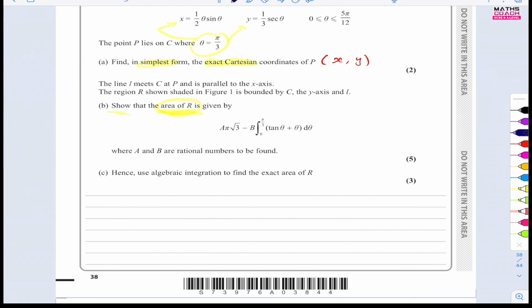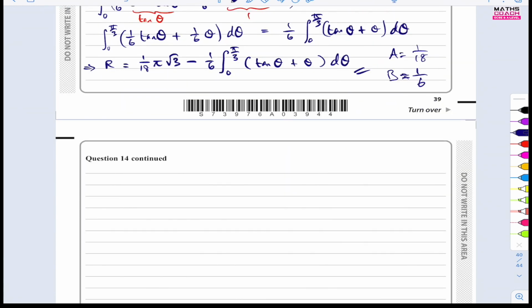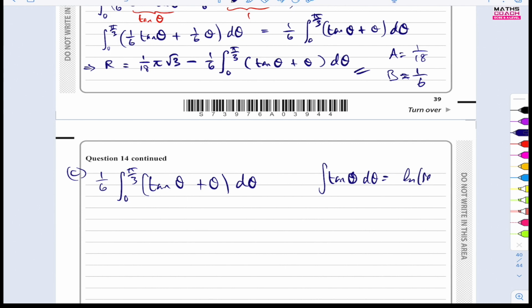Right, part C: hence use algebraic integration to find the exact area of R. The integration part, so we want to integrate, for part C, the integral from 0 to pi by 3 of tan theta plus theta d theta. Now the integration of tan theta, you can look this up in the formula booklet. This is ln of sec theta. So we can go straight into the answer for this one: the integration of tan is ln of sec theta.